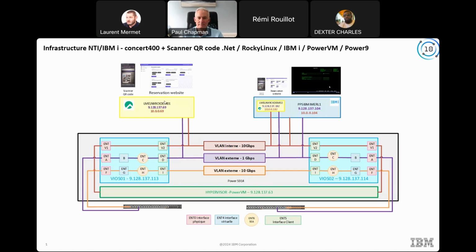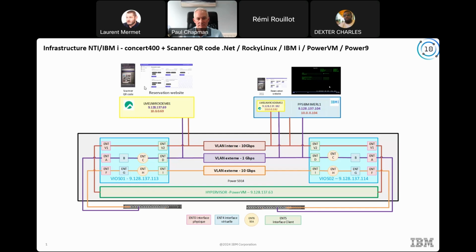The Linux on the left side is a standalone partition with Rocky, with 0.1 CPU processor and 4 gigabytes of memory, but it has 50 gigabytes of storage. So it's the biggest one because we made the first test on this partition.